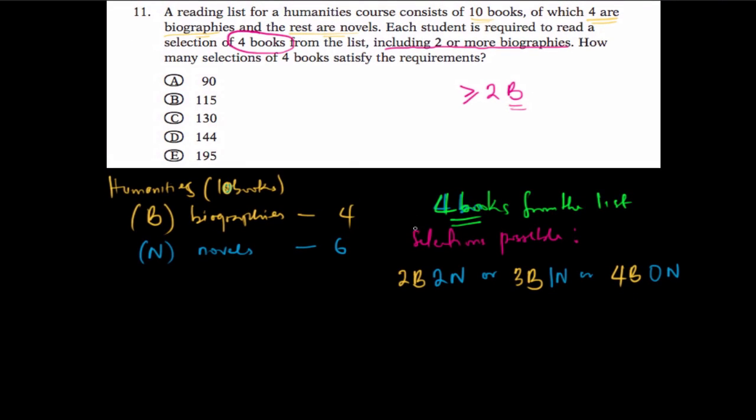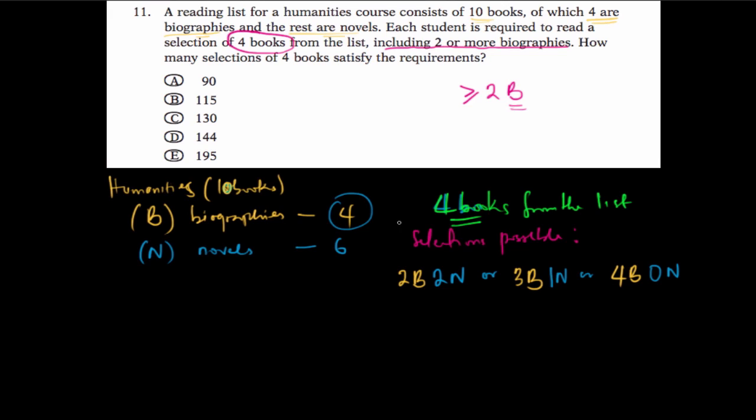So again, let me explain that again. It says each student is required to read a selection of 4 books from the list, including 2 or more biographies. So since it must include 2 or more biographies, I could either pick 2 biographies, 3 biographies, or 4 biographies. I can't pick more than 4 biographies because there are only 4 biography books in the selection. So that's the maximum I can pick.